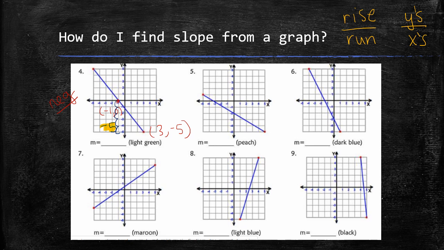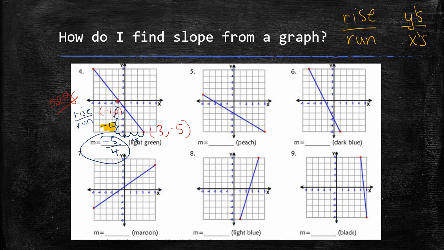So then from this point where I started at to get to this point over here, I want to know how many do I have to run. So in the x direction, how many spaces do I need to move? So starting at that same point, I have to go over 1, 2, 3, 4. So there is my run. Rise over run. And then we just write it as a fraction. So -5 over 4. And that is my answer for that number 4 there on the graph.